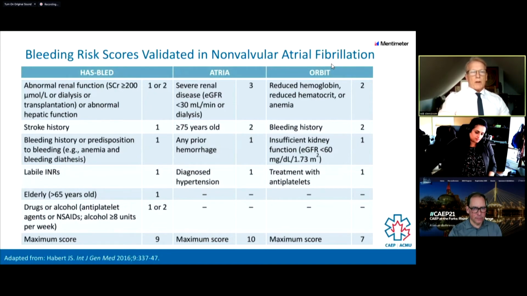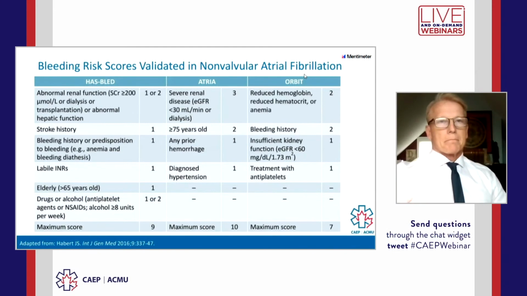So I'm just going to briefly go over these bleeding risk scores. I think most of us are aware of HAS-BLED. Part of the problem with HAS-BLED or any of these scores is they share a lot of the same components as your risk factors for stroke in atrial fibrillation. So if you look at CHADS-65, it has a lot of overlap with HAS-BLED. So that's a bit of an issue. From an emergency department perspective, HAS-BLED is the one we're most familiar with.